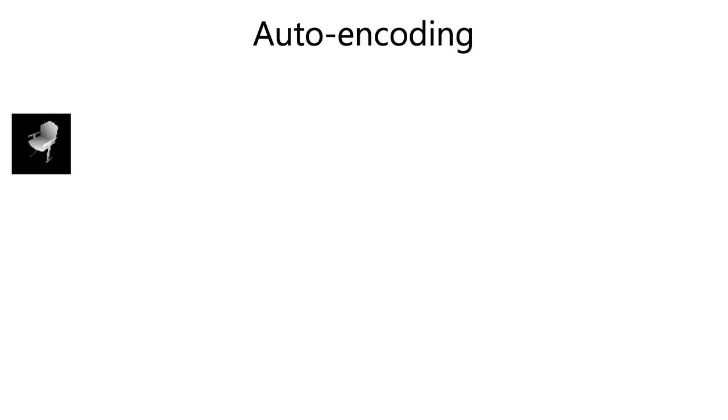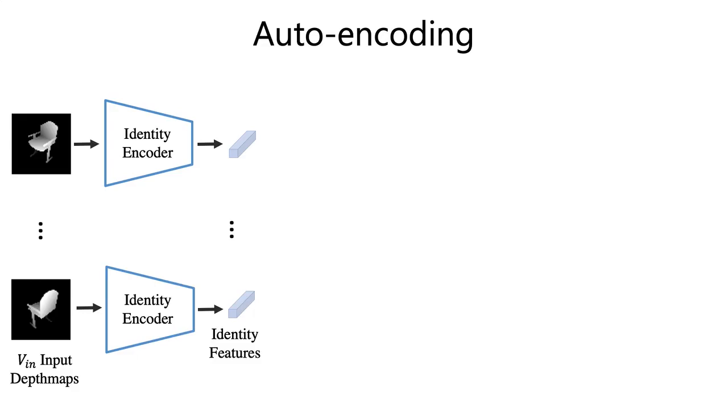Input to this module is an image or a depth map of the object taken from an unknown viewpoint. The identity encoder, which is a CNN, maps the image to a 1D latent vector. We encode multiple viewpoints of the same object during training. We then use a simple average pooling to get the latent representation of the object.